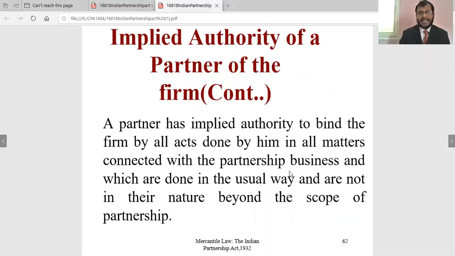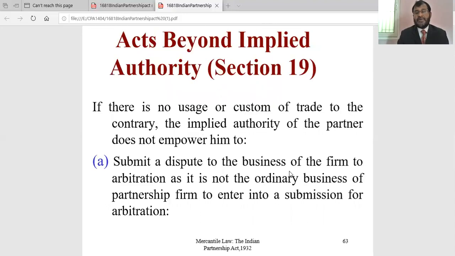A partner has implied authority to bind the firm by all acts done by him in all matters connected with the partnership business, which are done in the usual way and not in their nature beyond the scope of partnership. If there is no usage or custom of trade to the contrary, the implied authority of a partner does not empower him, one, to submit a dispute relating to the business of the firm to arbitration, as it is not the ordinary business of the partnership.